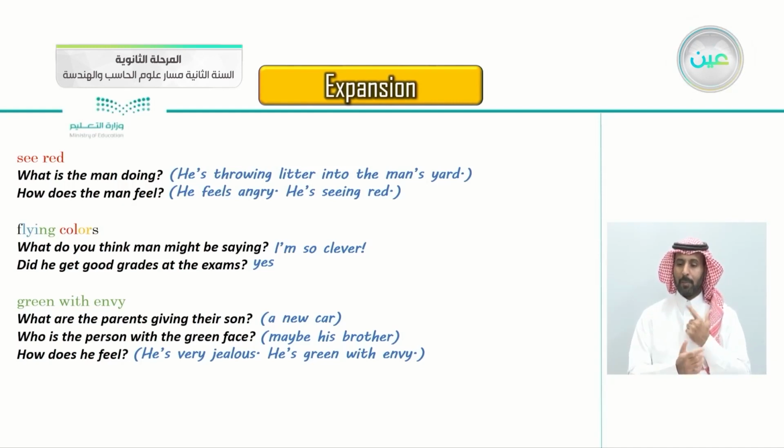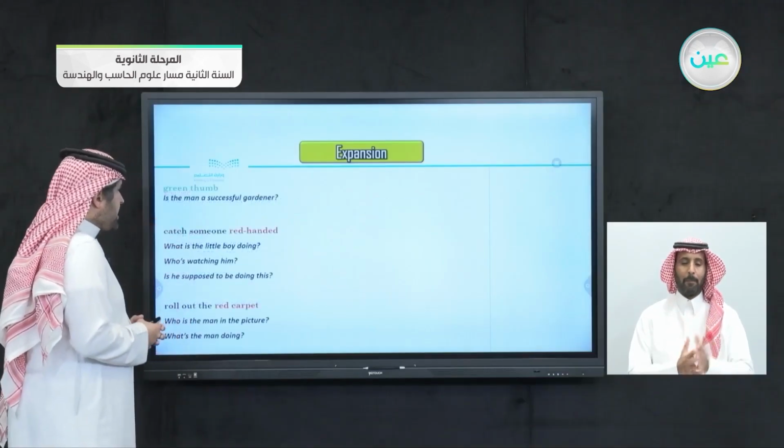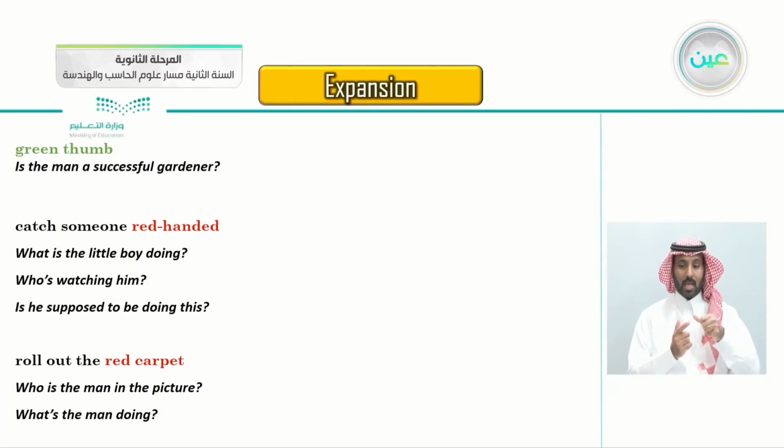This is envy. Green thumb. Is the man a successful gardener? Catch someone red-handed. What is the little boy doing? Who is watching him? Is he supposed to be doing this? And roll out the red carpet. All of these are idioms, the colored words. Who is the man in the picture? What is the man doing? So, is the man a successful gardener? This is the green thumb. Of course, you know the thumb.